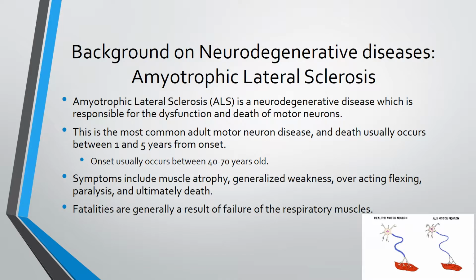Amyotrophic lateral sclerosis, or ALS, is the most common adult motor neuron disease. ALS is responsible for the dysfunction and death of motor neurons. This leads to many symptoms such as muscle atrophy, generalized weakness, overactive flexing, paralysis, and then ultimately death. Fatalities caused by ALS are generally due to failure of the respiratory muscles, which usually occurs between 1 and 5 years from the onset of symptoms.